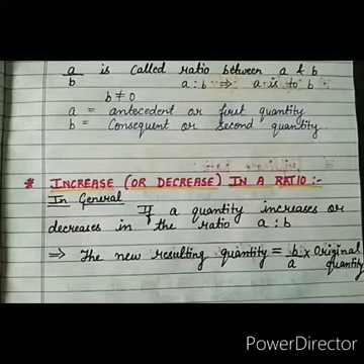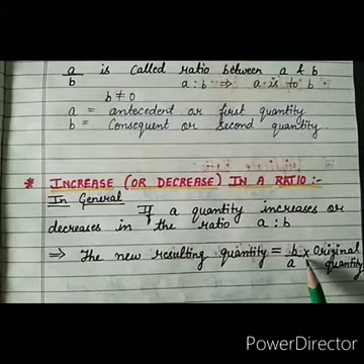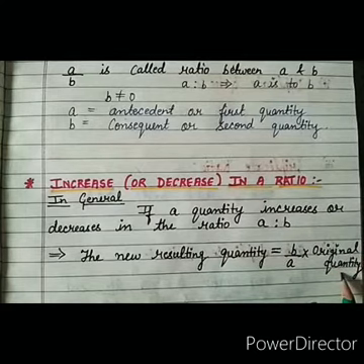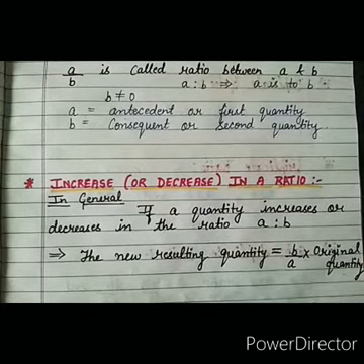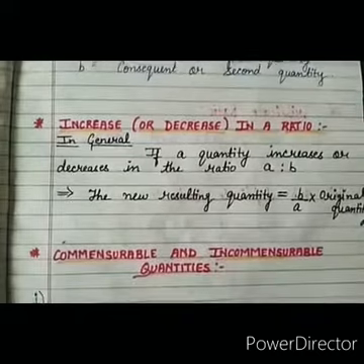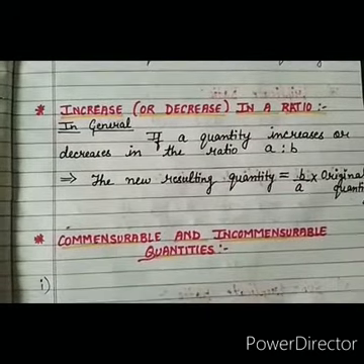Now the next topic is increase or decrease in a ratio. In general, if a quantity increases or decreases in a ratio A is to B, then we have the formula for finding the new resulting quantity, which is equal to B upon A multiplied by the original quantity. We will use this formula when we do some questions related to exercise 7A. Now, the next topic is commensurable and incommensurable quantities.